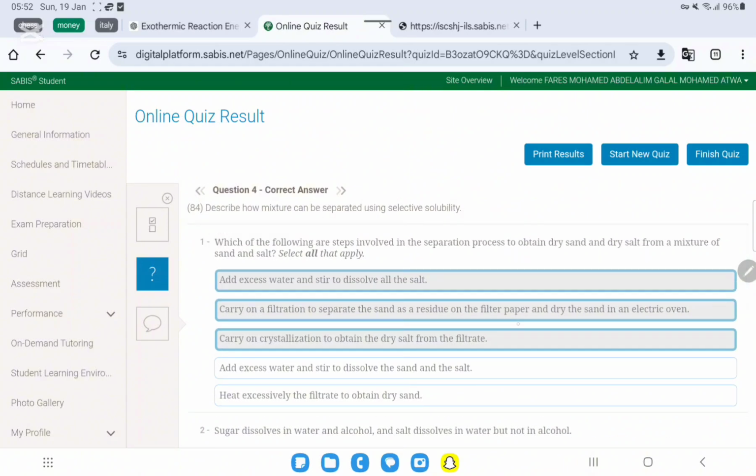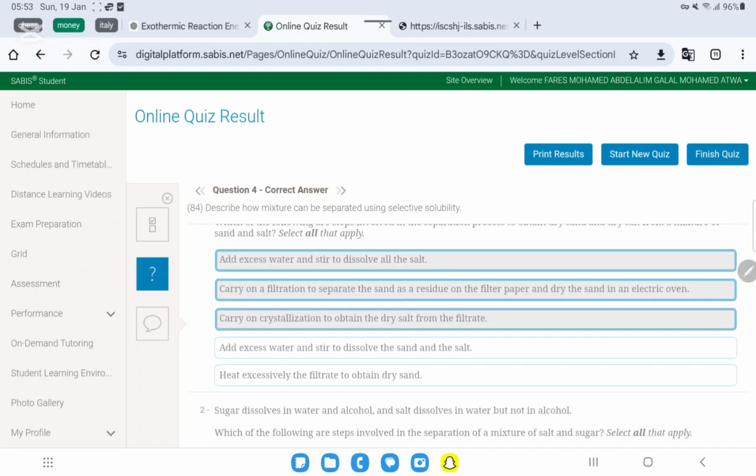Which of the following are steps involved in the separation process to obtain dry sand and dry salt from a mixture of sand and salt? When you have two solids like this, first you begin using selective solubility. You put water to dissolve the salt and not the sand, and then you filter it, so you can filter the sand and leave the salt in the filtrate. You put the sand in an electric oven so you can dry it, and the salt you can crystallize.